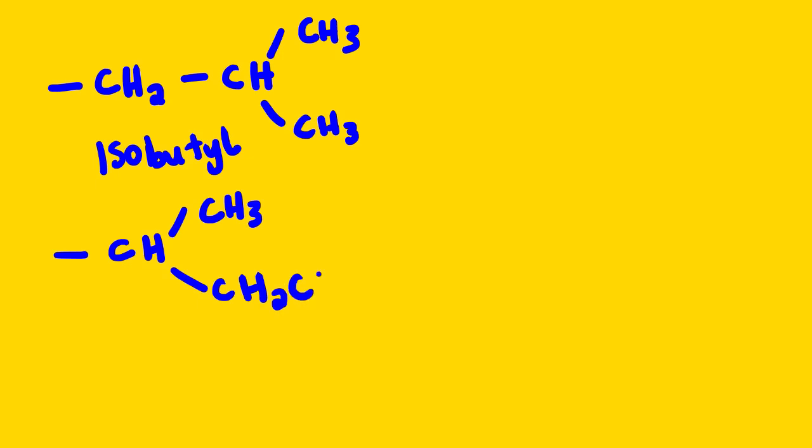There is another one which is similar to this but not the same. Let's say this is from the parent chain, and then we have a carbon here, and a carbon here, and then we have CH2, CH3. Looking at the difference, you can see that we have methyl, and then we have ethyl here. We call this sec-butyl.